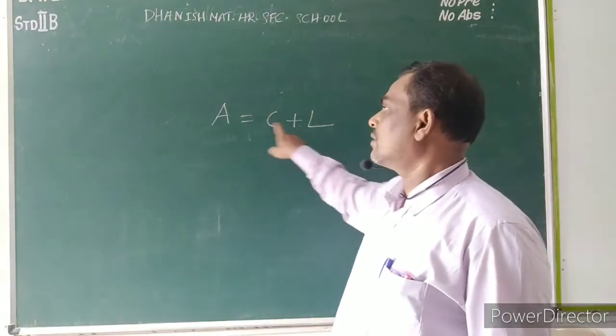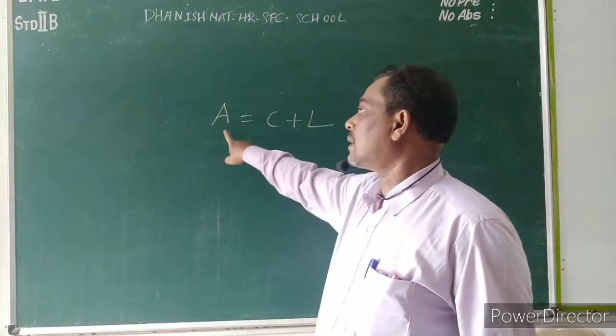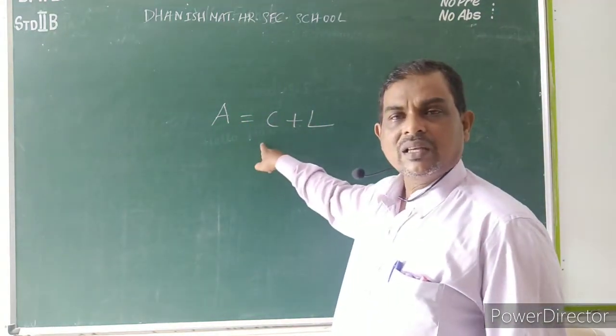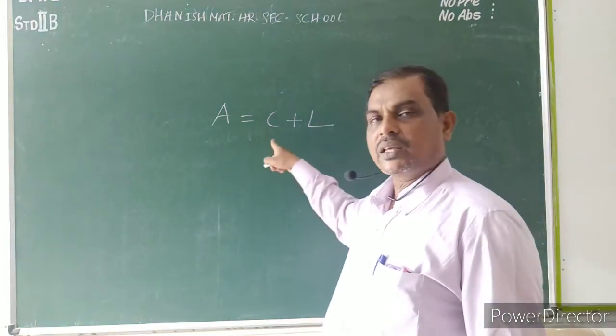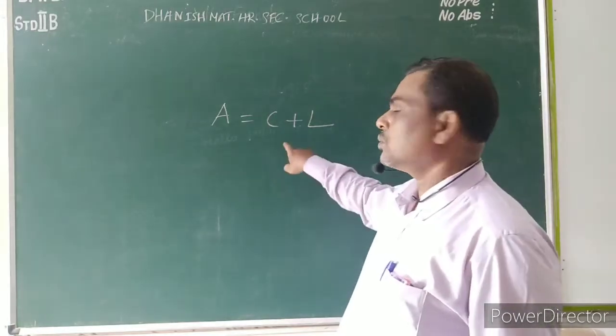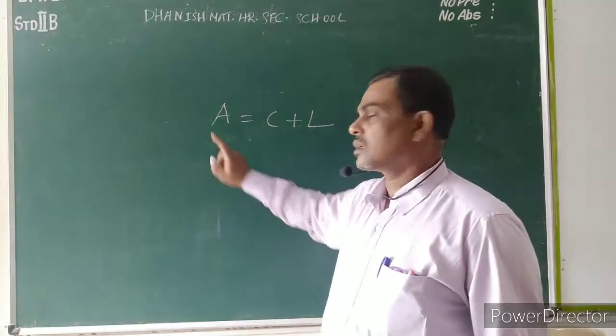Either they will give assets and capital, and you have to find out liabilities. How to find out liabilities? From assets you have to deduct the capital, you will get the liabilities. Suppose they give assets and liabilities and ask for the capital, you have to deduct the liabilities from the assets, then you will get the capital. Suppose they give capital and the liabilities. When you add these two, you will get assets.